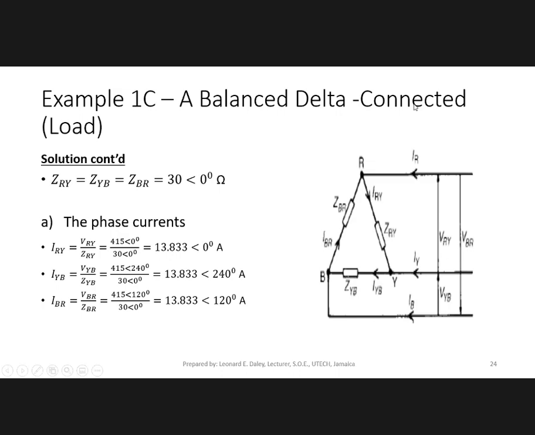All right, so we should find the phase currents. And again, now IRY is VRY over ZRY. Substitute the values. So 13.833 at angle 0.